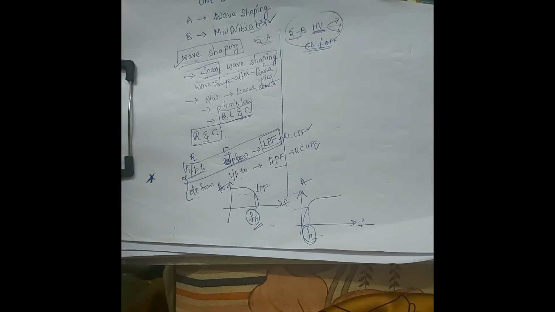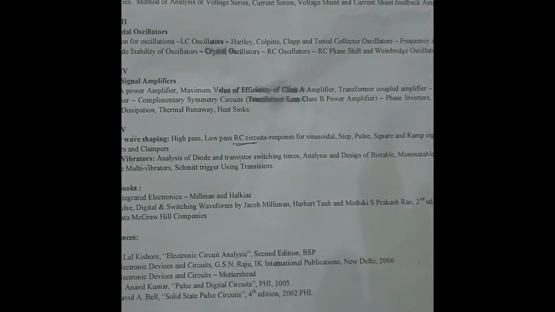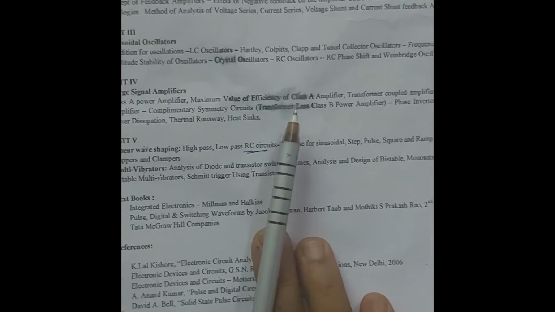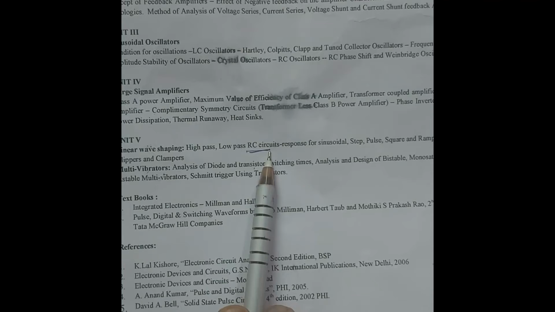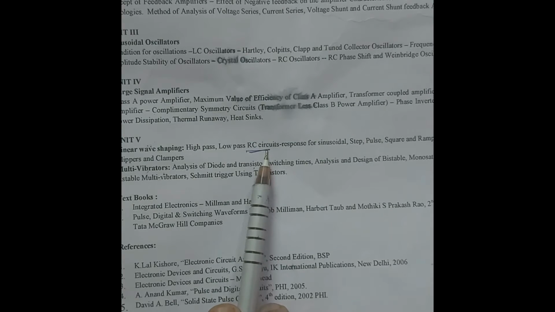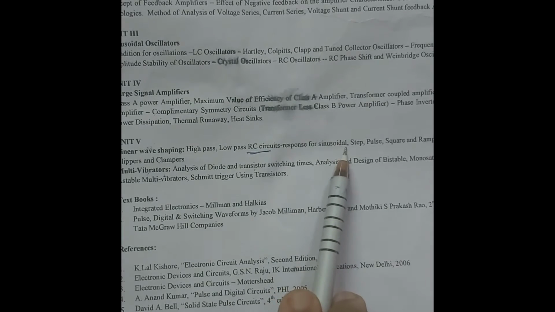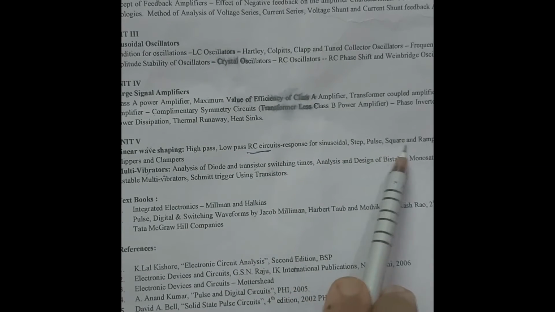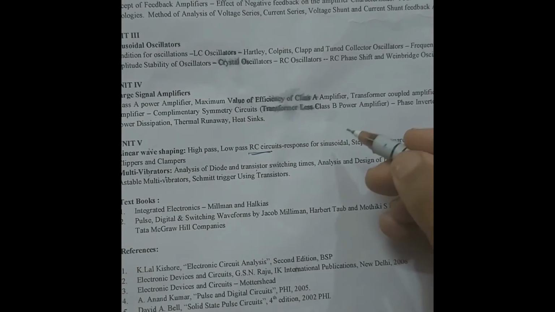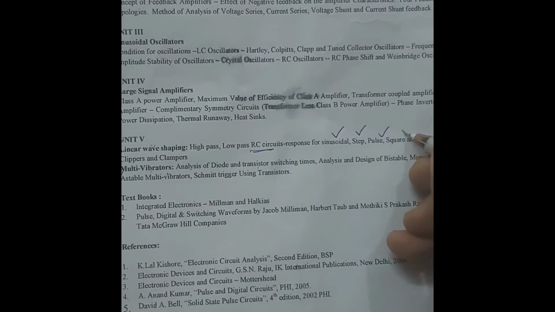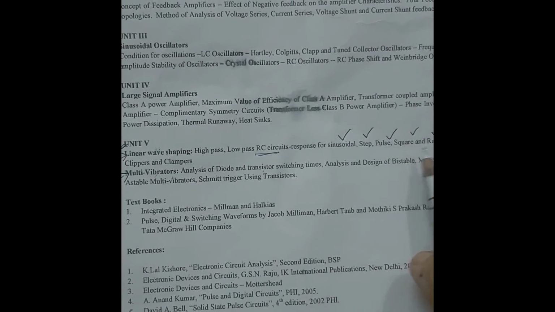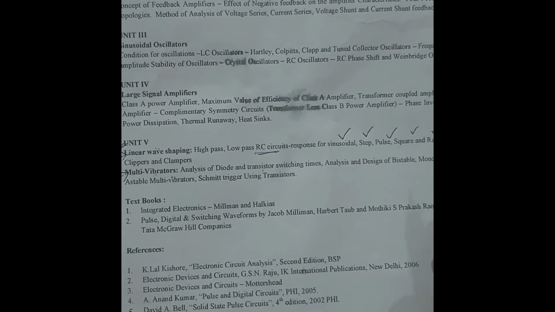Okay, so in the syllabus, let me be clear. Check here: in linear wave shaping, high pass and low pass RC circuits. We are going to construct the high pass RC circuit and the low pass RC circuit, and we are going to study the responses for sinusoidal, step, pulse, square and ramp inputs. For all these 5 input signals we are going to analyze how the shape of the waveform is changing.